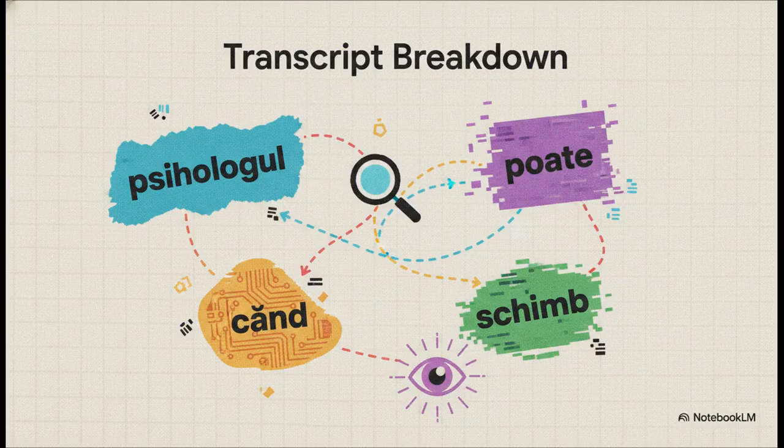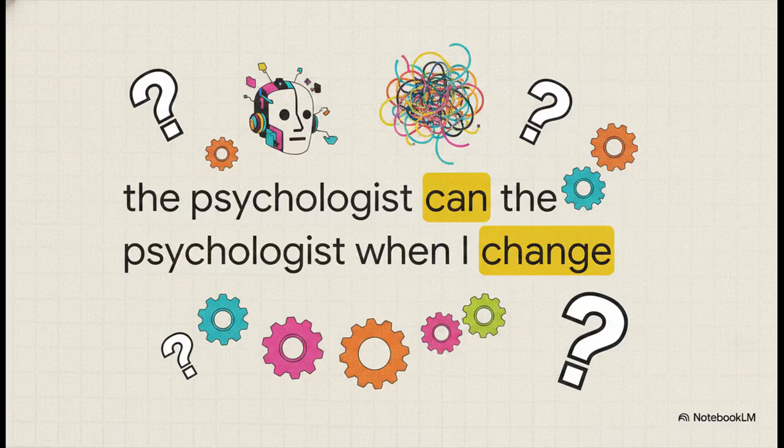So let's look at the transcript breakdown. We literally need to deconstruct this fragmented anomaly word by word, treating this weird data glitch like some profound internet mystery. Number 1, we have psihologul, the psychologist. Number 2, poate, which translates to can or maybe. Third is când, meaning when. And finally, number 4, schimb, meaning I change. Which brings us to the English translation: the psychologist can the psychologist when I change.